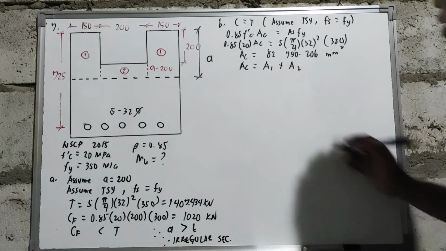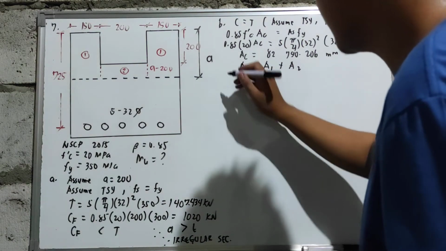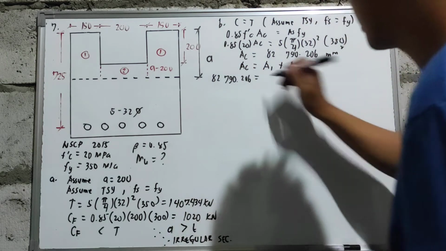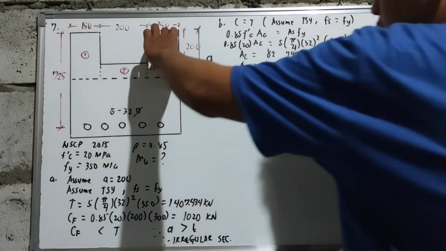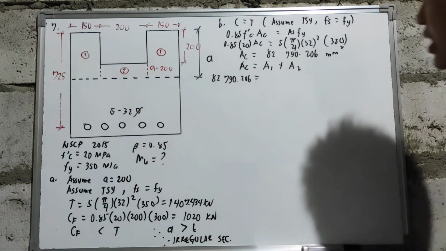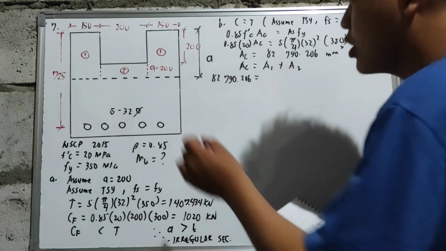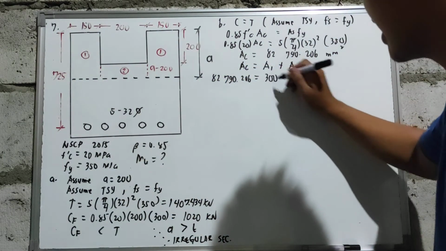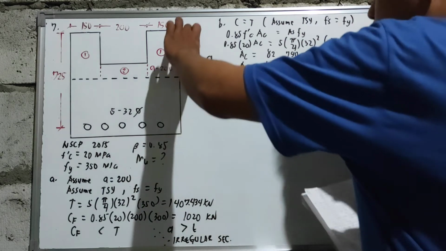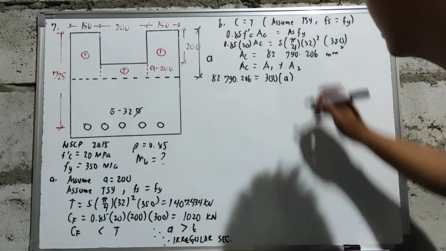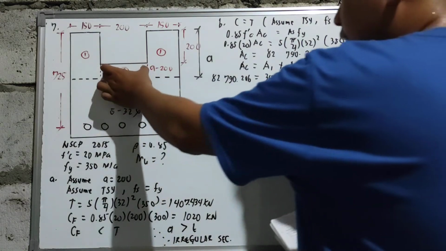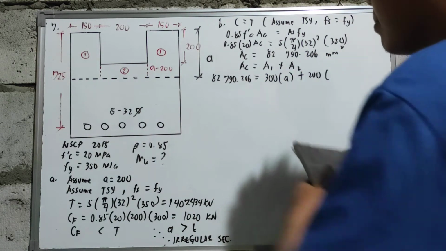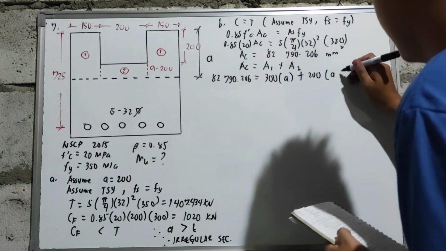So ngayon, so yung AC natin, that is 82,790.206. So yung A1 natin, eto yan. Okay? So meron tayong taas dyan na A. So meron tayo dito width muna. So 150 plus 150, so you will have a total width of 300 multiplied by A, o yung taas ng rectangle natin, plus yung area natin sa gitna. So we have a width of 200 multiplied by the height of A minus 200.